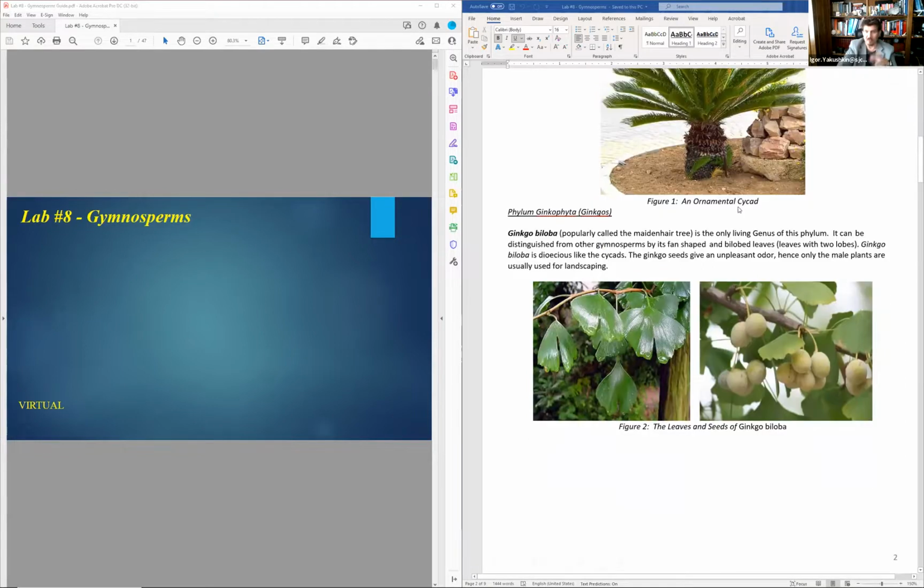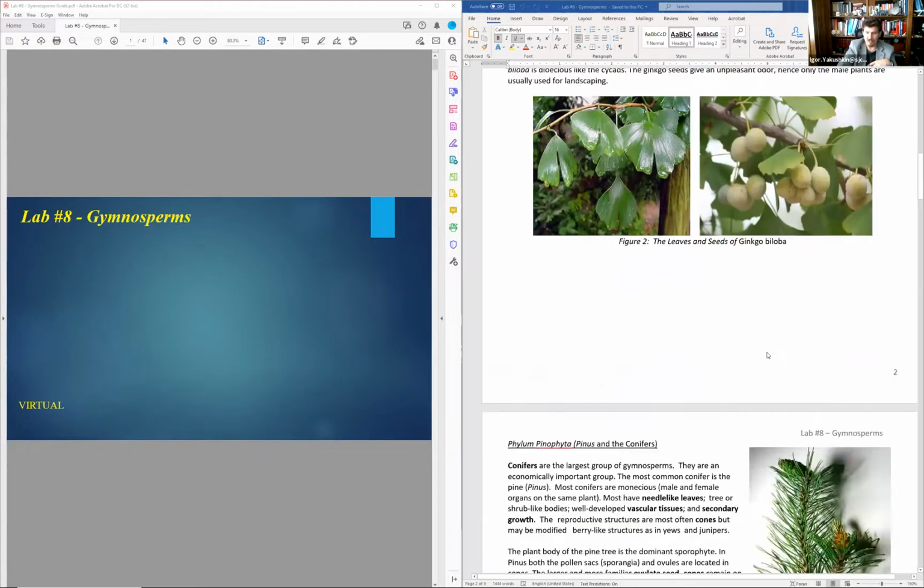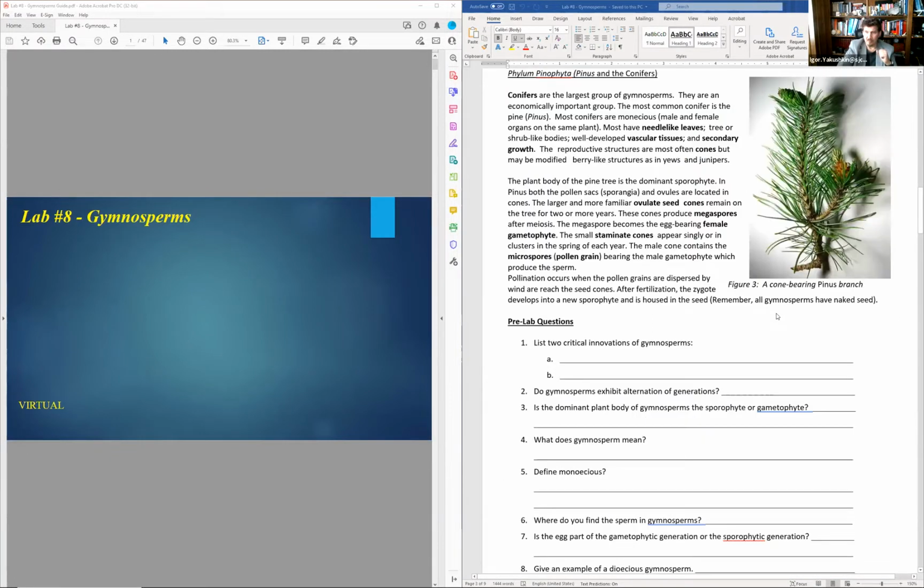And then we'll talk a little bit about ginkgos. We'll discuss that a little bit further, and then of course the pine or pine-like plants.